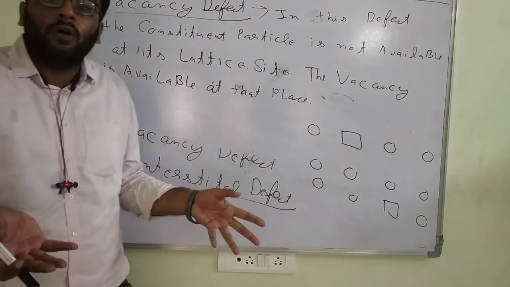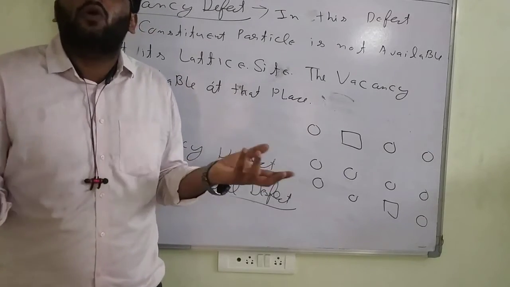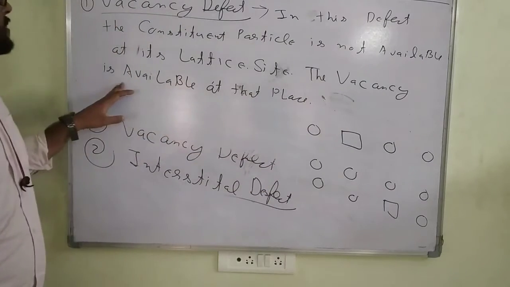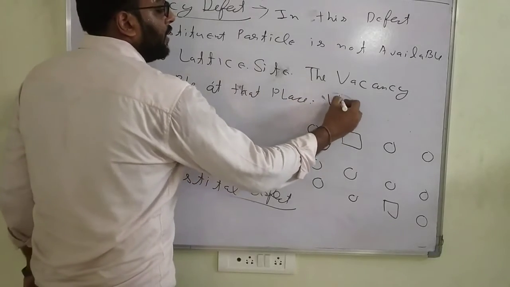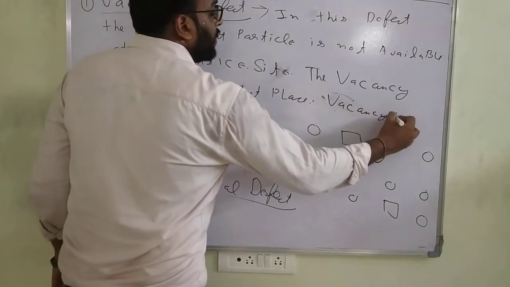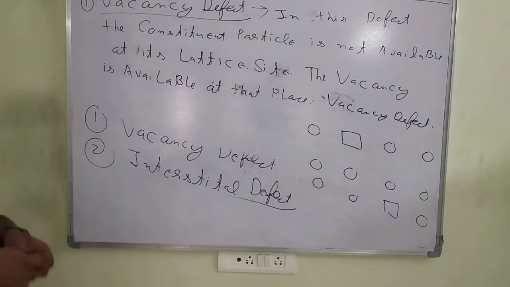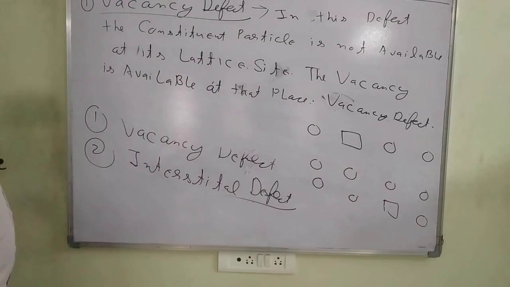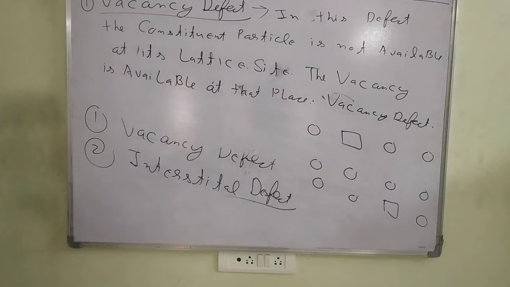If suppose 100 boys and 100 girls, so one girl and one boy are equally absent. Okay, no one is replaced over here. The vacancy is available at that place. It represents vacancy defect. Just make the diagram from your textbook. It is also available in your textbook. You can write the space is vacant. Okay, write down this point. I hope you are getting my point.